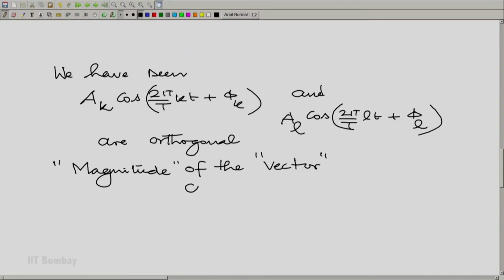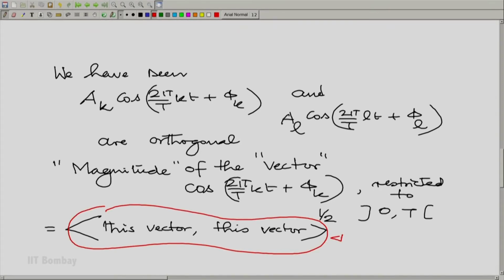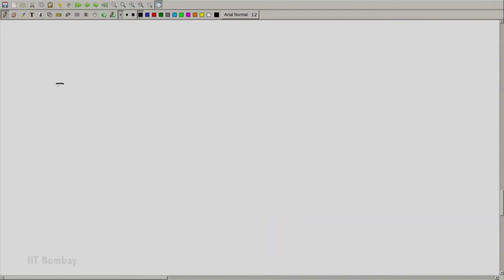The magnitude of the vector, as we called it, we are thinking of signals as vectors now, restricted to the interval 0 to T, is the dot product of this vector with itself raised to the power half. When you take the dot product of a vector with itself, this is bound to be positive. This is the square of the magnitude, and therefore we need a power of half there. It has to be non-negative. Let us take that dot product.